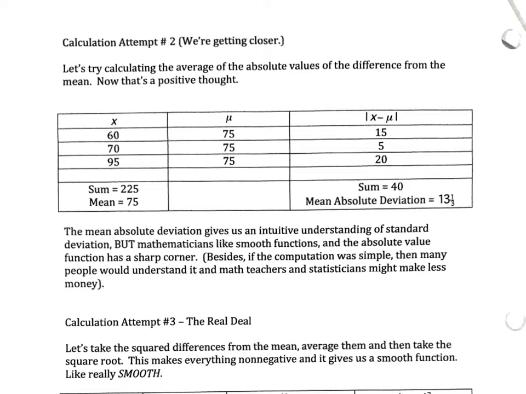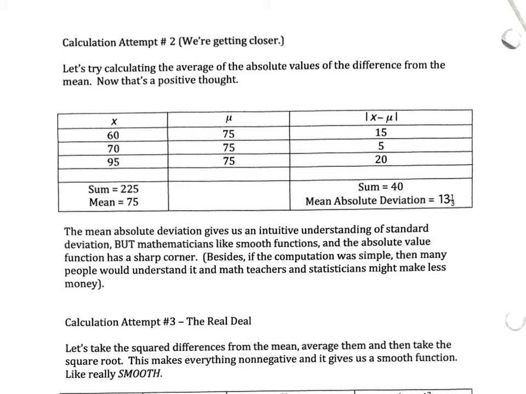We have a 3-number data set, 60, 70, 95, with a mean of 75. We're dealing with a population here. Remember, mu is the mean of a population. And in the far right column, we have x minus mu, giving us the difference between the individual data points and the mean. And we have the absolute value. We're going to take the absolute value, so maybe that'll fix that problem of adding up all of the differences and having it be 0.